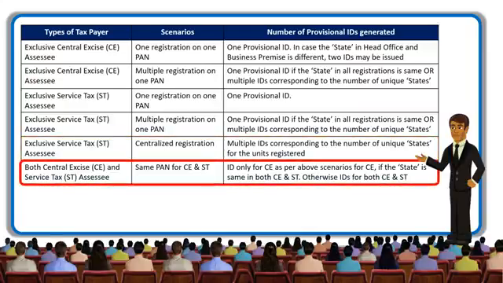In case of both central excise and service tax assessee with same PAN for central excise and service tax, only one ID for central excise is generated as per above scenarios for central excise if the state is same in both central excise and service tax. Otherwise, IDs for both central excise and service tax are generated.